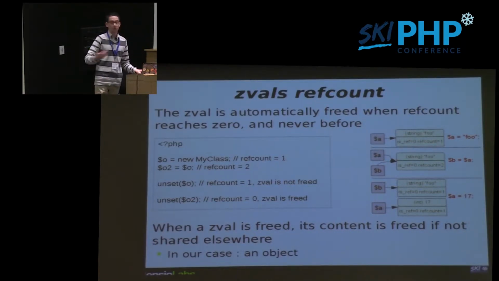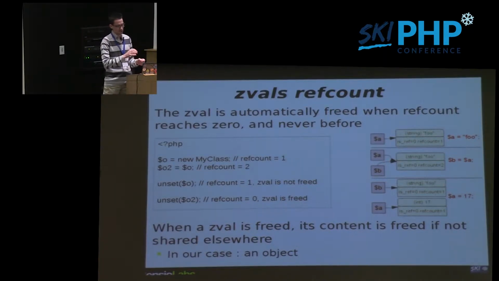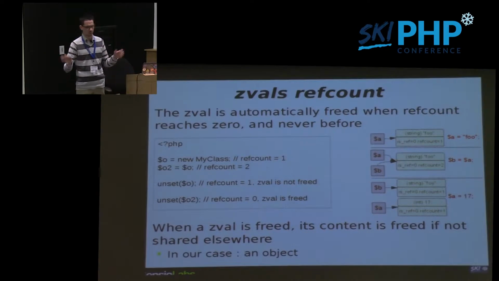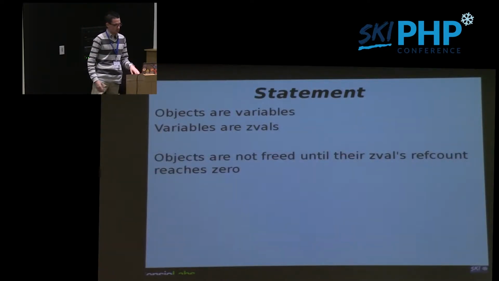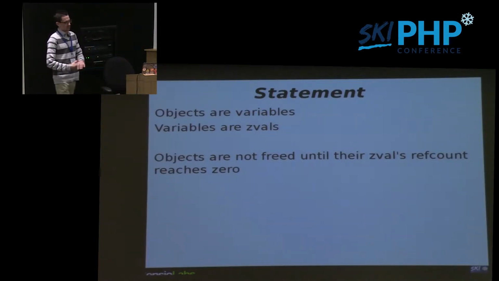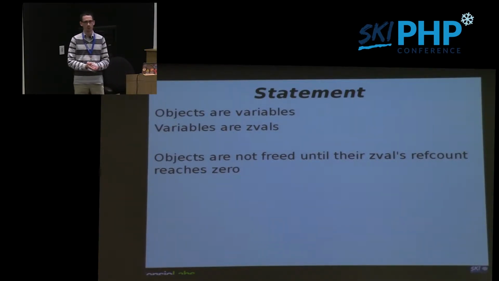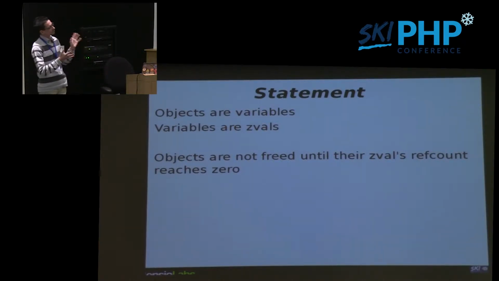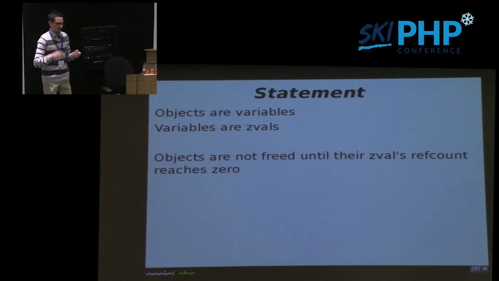So in our case, we'll talk about zval using objects, and not arrays and strings, stuff like that. We just stay with objects. So a statement: objects are variables, variables are zvals, and objects are not freed until their zvals ref count reaches 0.